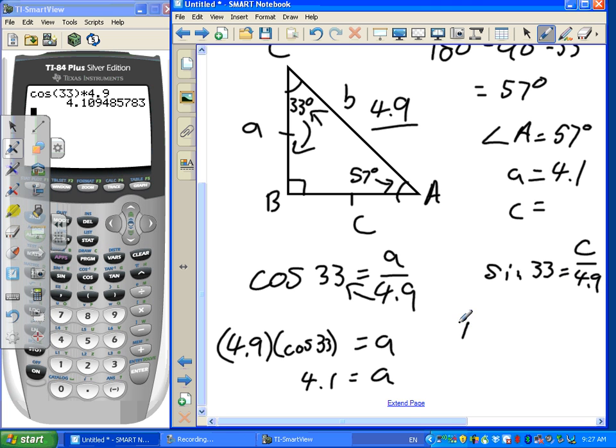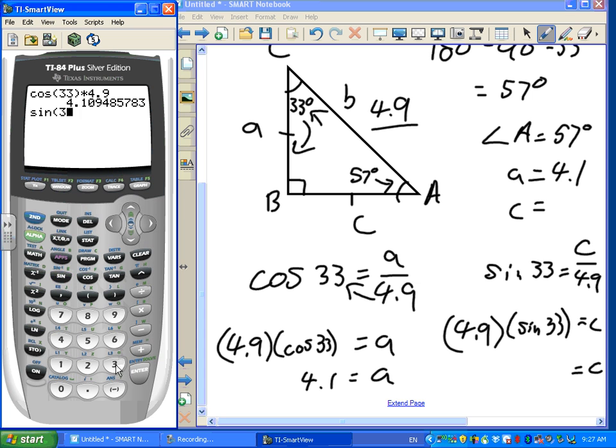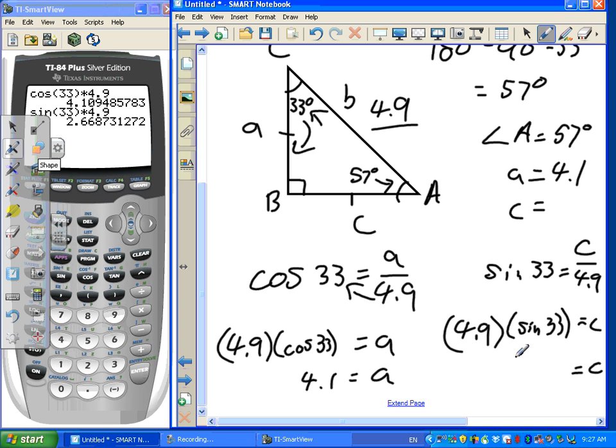I bring 4.9 over to the other side. It comes multiplied by sine 33, equal to side C. So in this one we have sine 33 times 4.9, which is 2.6. So our side C is 2.6. This one was 4.9.